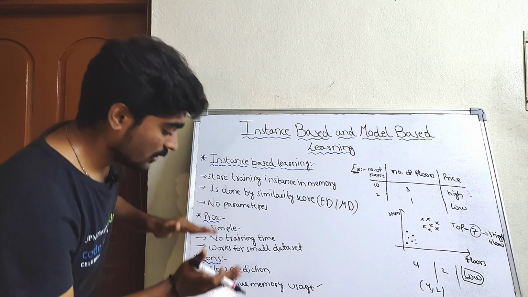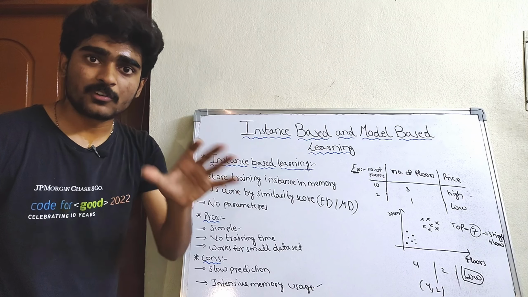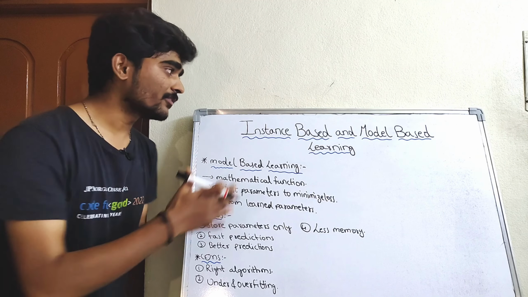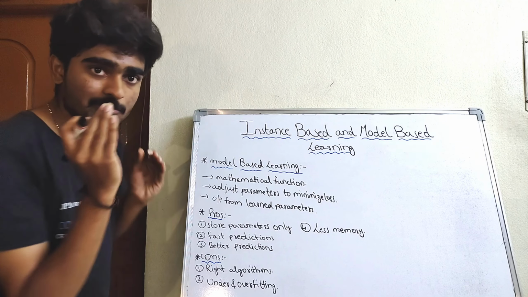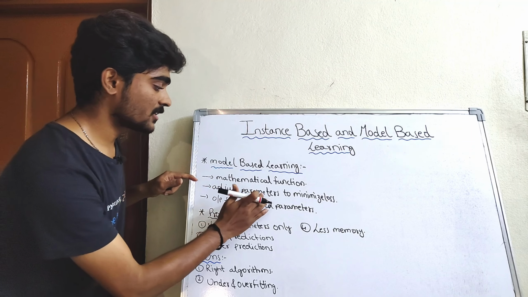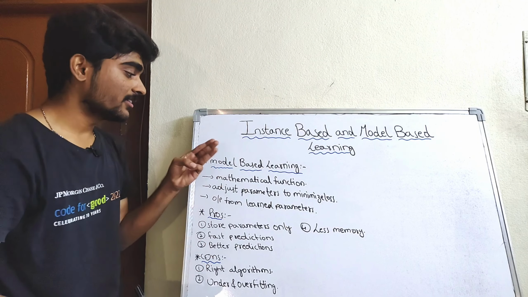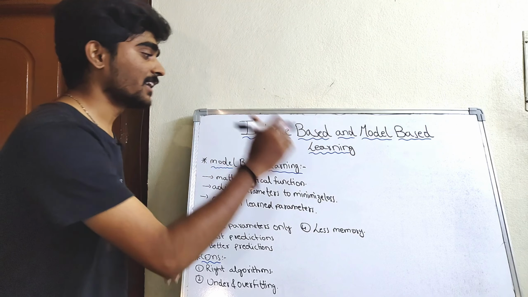To solve all these problems, we have model based learning, which we'll be discussing further. Now let us discuss the type of learning that has solved all the problems of instance based learning, that is model based learning. These are the important points of model based learning. First, mathematical function. Second, adjust parameters to minimize the loss. Third, output from learned parameters. Now let's decode these important points with an example.